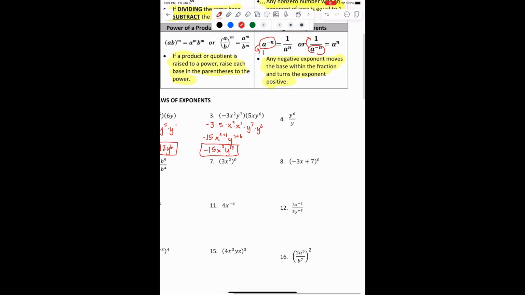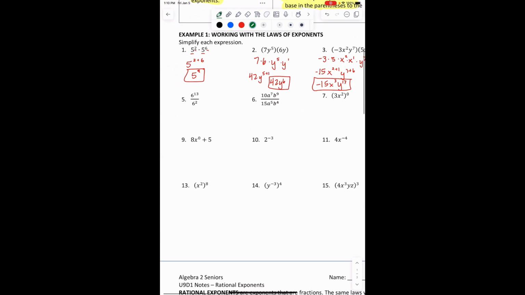Now, number 4, y to the 6th divided by y. We have the same bases being divided this time. Remember that the y in the denominator is y to the 1st power. When we divide the same base, we subtract exponents. So y to the 6 minus 1 would be y to the 5th.